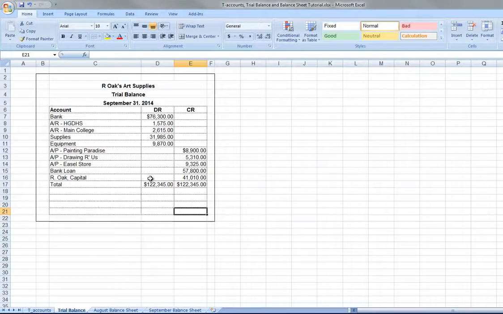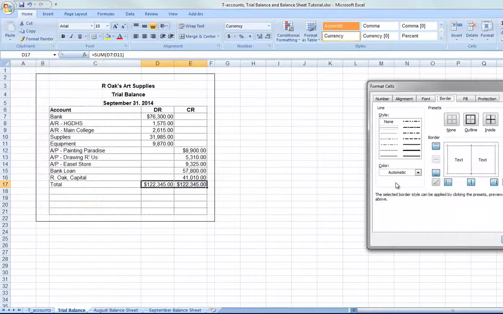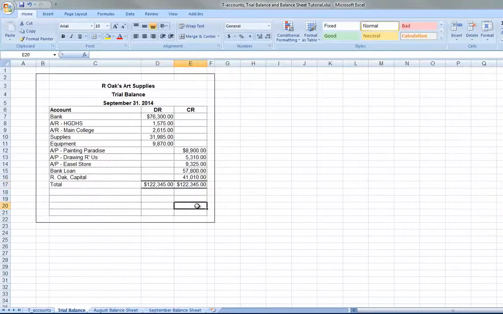Now, if they're not the same, then what you should do is go back and look at your T accounts, and maybe you missed a number. Maybe that's all it is, or you put a number in the debit side when it should have been the credit side. So those are common reasons why these don't equal one another. It's common format to put a dark line on the top. So if we go to borders, we'll put that right on the top, and then a thick line on the bottom. So that's the common format to put that in.